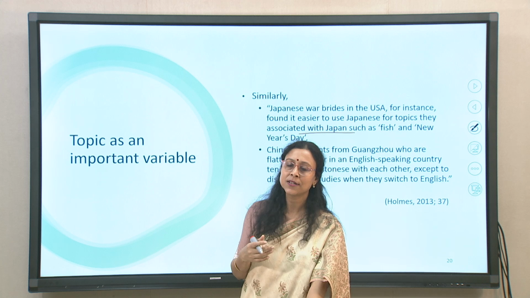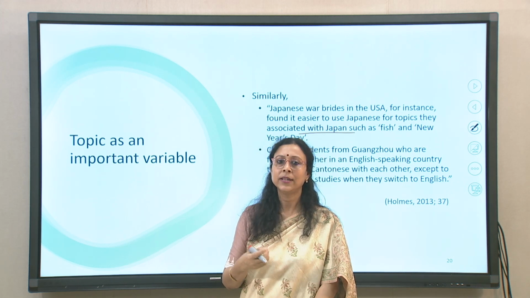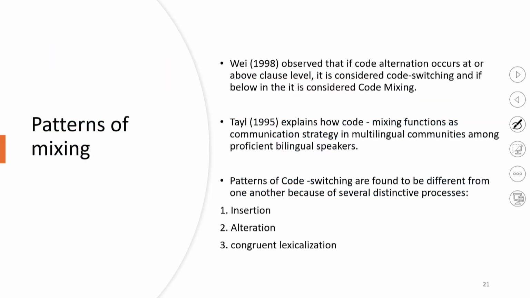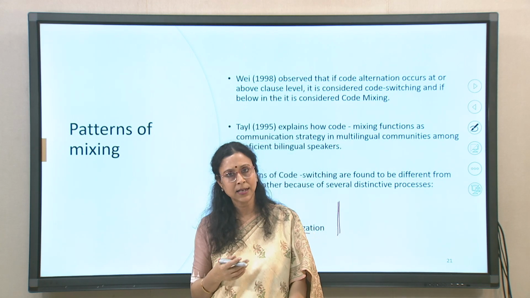Similarly, Chinese students from one particular Chinese state, when they are living in an English speaking country, speak among themselves in Cantonese. So, these are various kinds of interactions that we find in the studies. Patterns of mixing. Now, all code mixing is not the same kind. There are 3 different kinds of code mixing that scholars have pointed out: insertion, alternation and congruent lexicalization. We will not get into all the nitty-gritties, but these are different types of code mixing that have been pointed out.